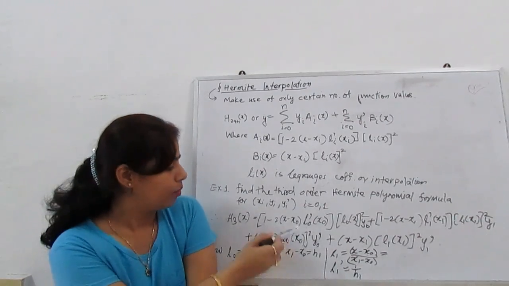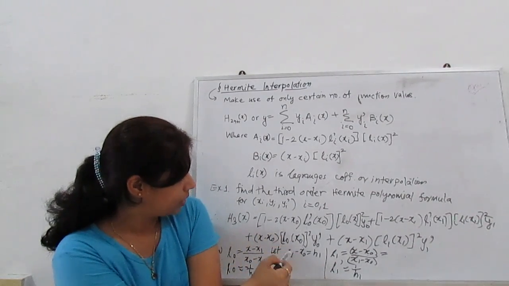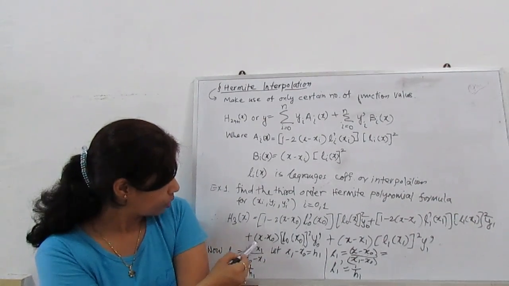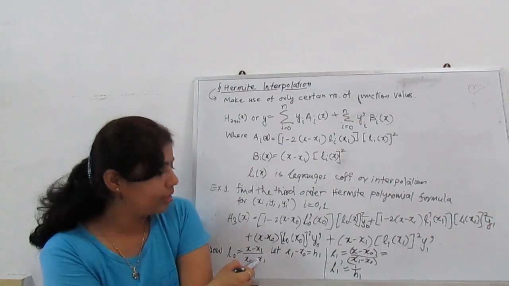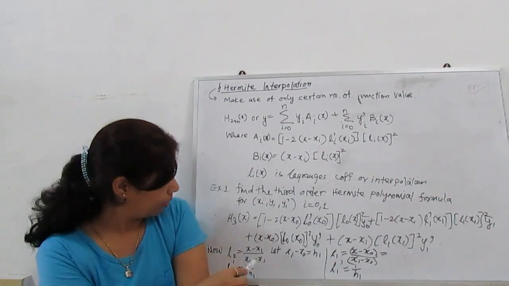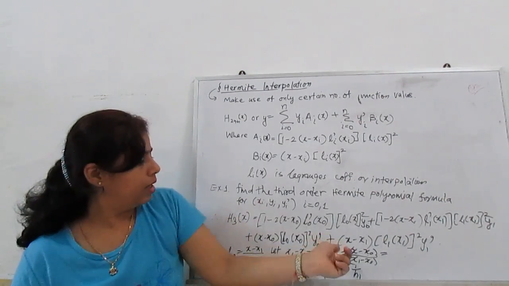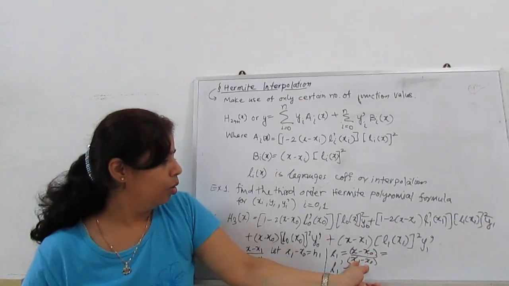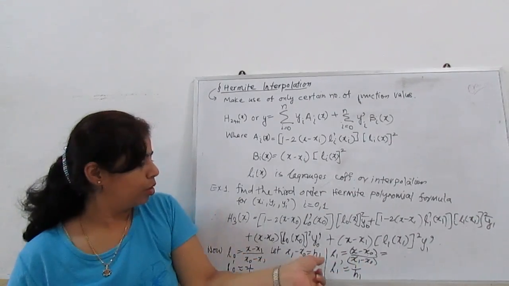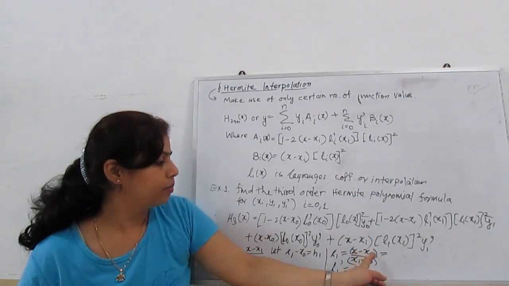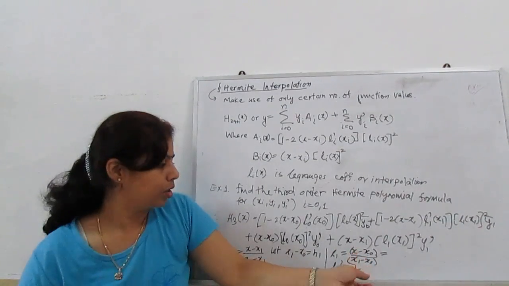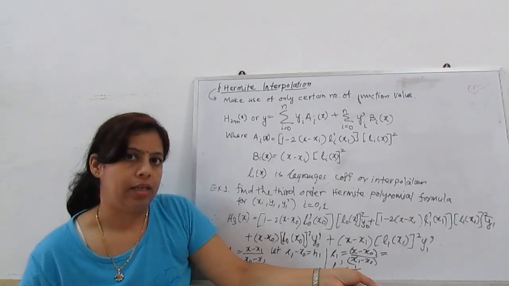If we consider h1 as x1 minus x0, then this L0 is (x minus x1) by minus h1. Then the derivative of x is 1, so it becomes minus 1 by h1. Similarly for L1, (x minus x0) divided by (x1 minus x0), and x1 minus x0 is h1, so L1 is (x minus x0) by h1. The derivative d by dx of x is 1, so it gives 1 upon h1.